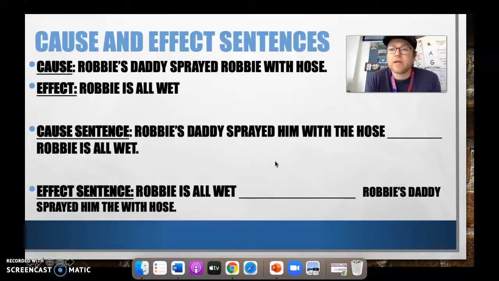So anyways, if we want to start with a cause sentence, okay? Robbie's daddy sprayed him with the hose. That's our cause, so that's going first. So in that blank, we're going to put one of our cause signal words. So we may say, Robbie's daddy sprayed him with the hose. Therefore, Robbie is all wet. Therefore happens to be one of my favorite cause signal words. Robbie's daddy sprayed him with the hose. Thus, Robbie is all wet. You can use any one of those. Just make sure it is a cause signal word.